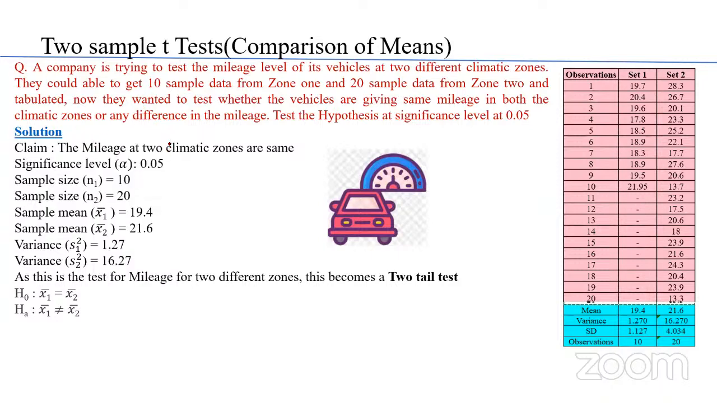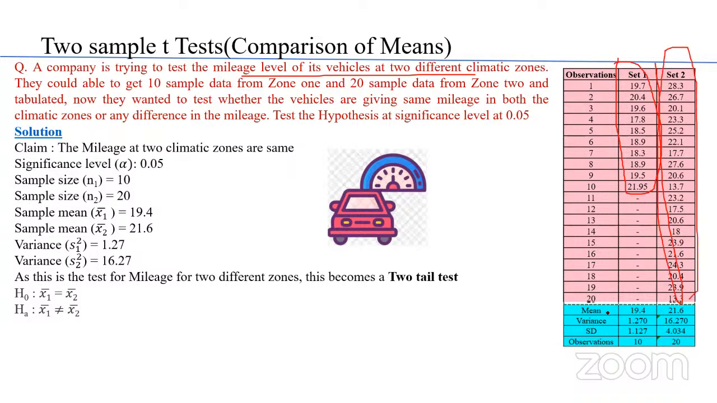Two sample T test is one wherein this can be done for two tests. There is an automobile company which wanted to test the mileage level of its vehicles in two different climatic zones. They want to check whether in both the climatic zones they'll have the same mileage or not. In the first climatic zone, they have got 10 observations. In the second climatic zone, they have got some 20 observations.